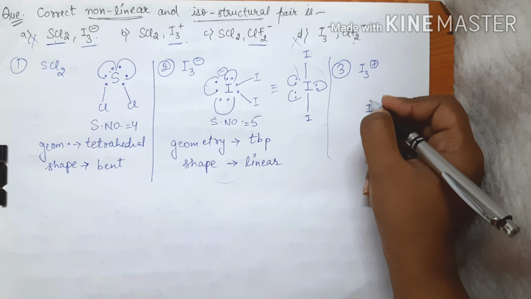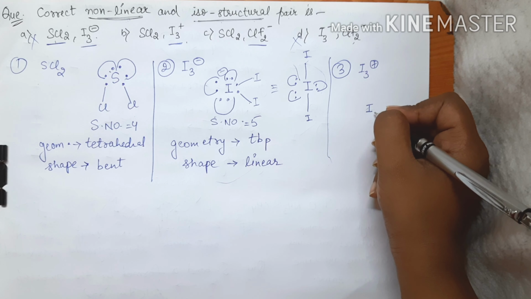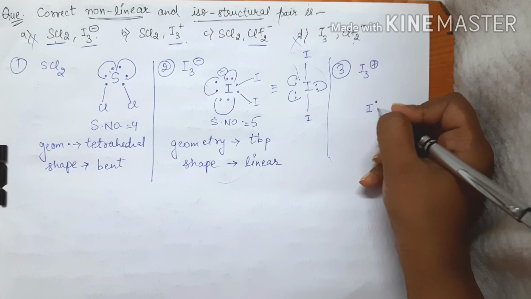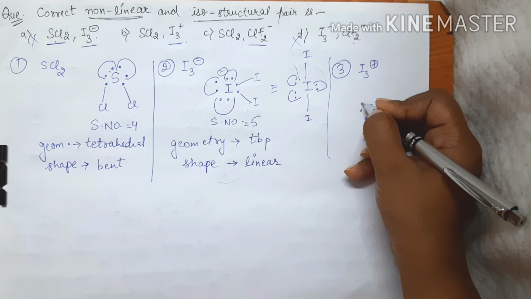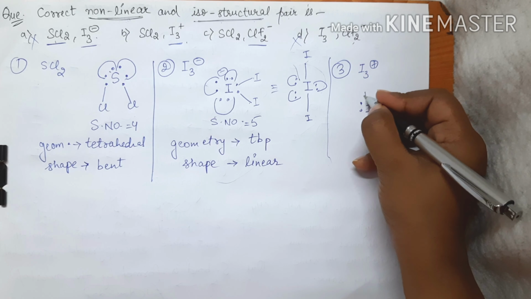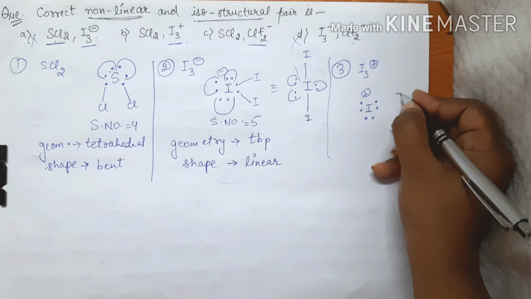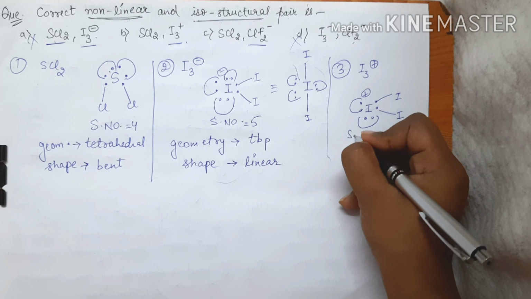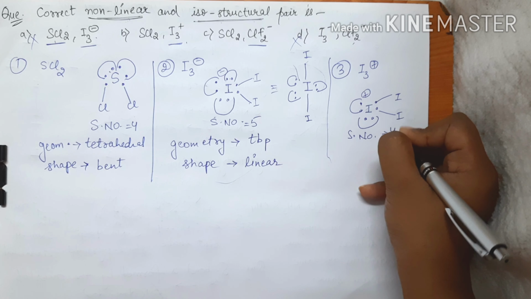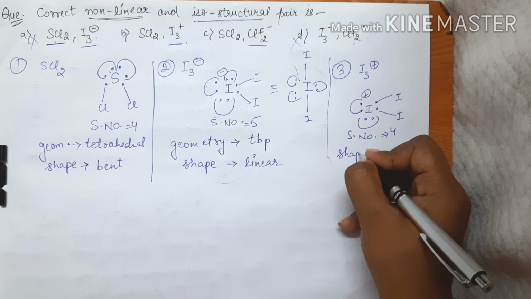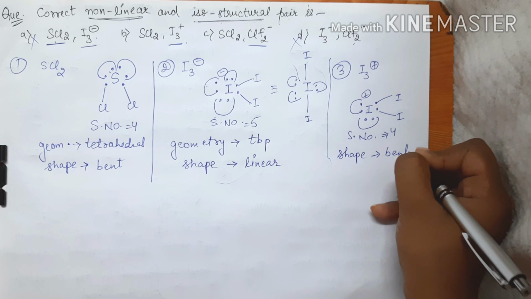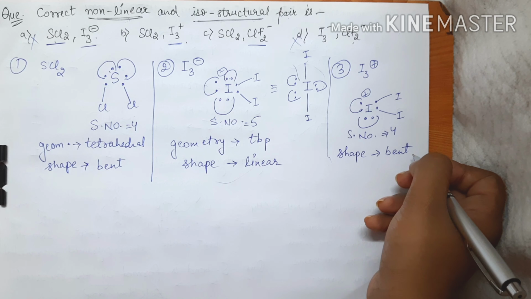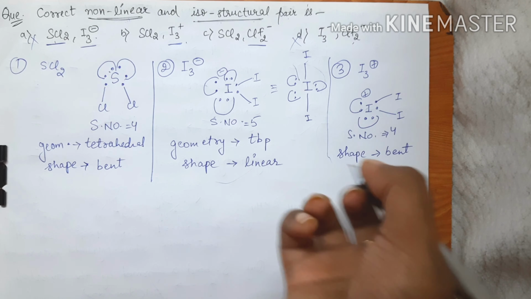So for I3 positive, the central atom will be iodine having a positive charge, so it will have 6 electrons in the valence shell, as 1 electron is excluded due to the positive charge. It will be attached to two more iodines, so it will have 2 lone pairs and 2 bond pairs. So steric number will be 4 and the shape will be bent. This also we have discussed. So the shape is going to be bent, so this definitely could be in the answers.